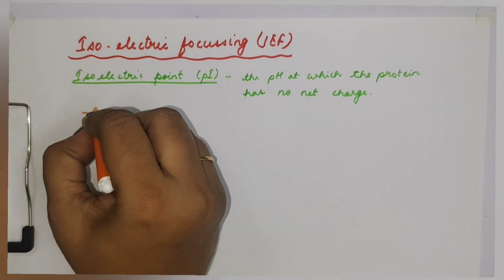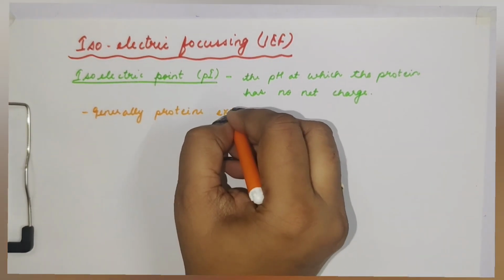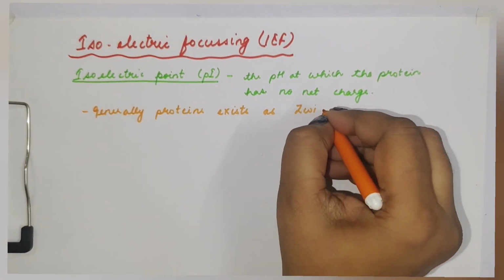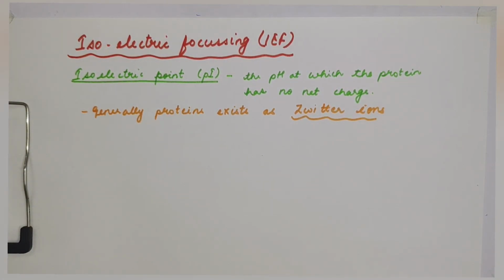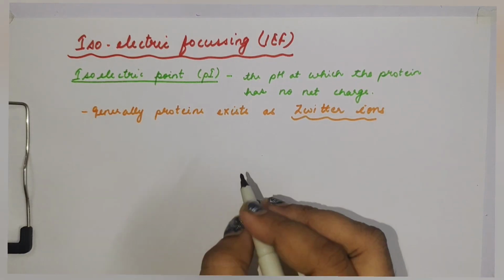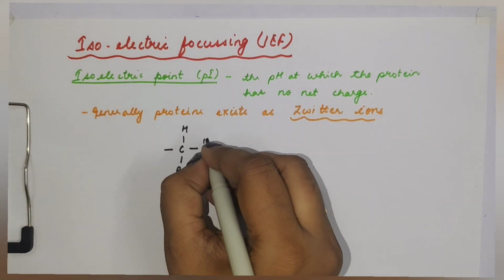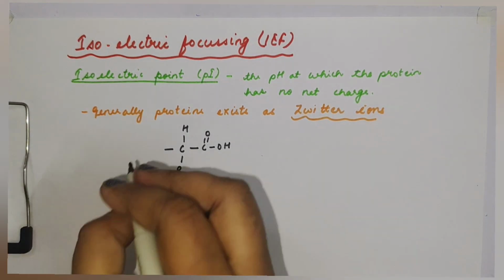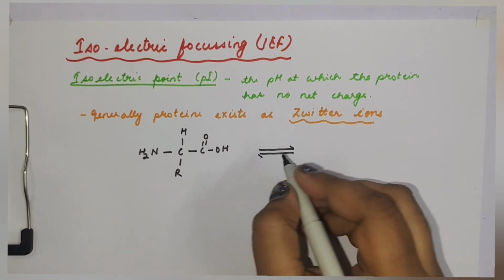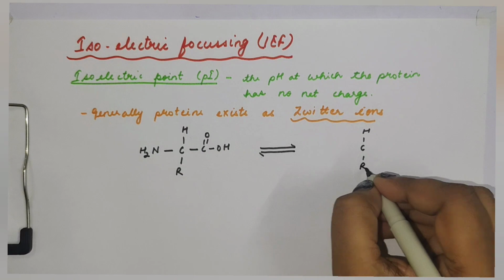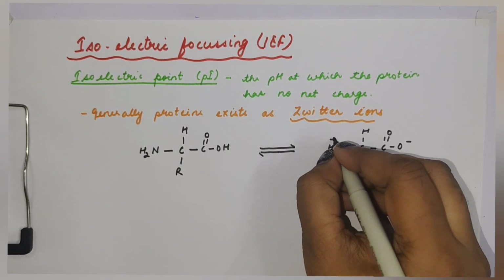So, let us understand this. Now, we all know that proteins are made up of amino acids, and generally these proteins exist as zwitterions. Now, what is a zwitterion? Let us see here. The basic structure of an amino acid is that an amino group and a carboxylic group are attached to the chiral carbon. Now, this amino acid can exist in the zwitterionic form by the following reaction.